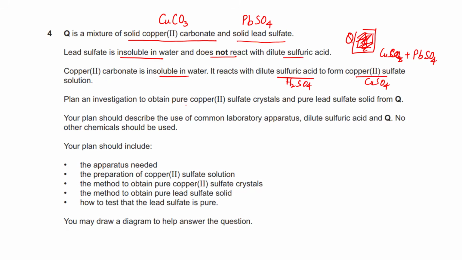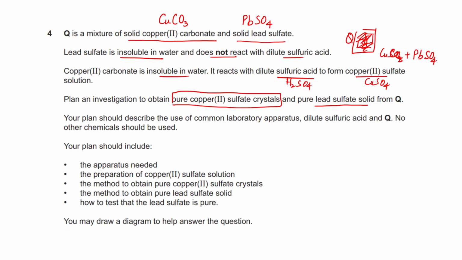Plan an investigation to obtain pure copper sulfate crystals. Okay, so remember these are blue crystals. And pure lead sulfate solid. So we have to basically remove the lead and copper, copper sulfate in the form of crystals and pure lead sulfate. Okay. So your plan should describe the use of common laboratory apparatus, dilute sulfuric acid, and Q. No other chemicals should be used.